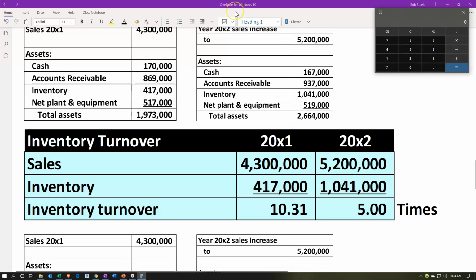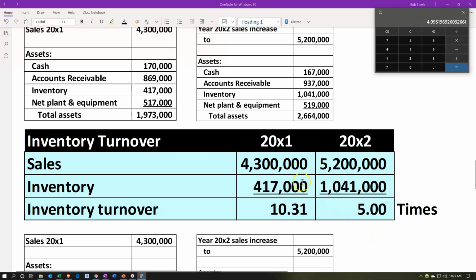So then we're going to say on 2000X2, 5200000 divided by 1041000. And so that's about 5, because we're rounding it. It rounds all the way over here. That's kind of a strange rounding, but the 5 rounds this up, and then we get a 5 even. Okay, so that looks like a pretty big decline here on the inventory turnover. So that would be not looking as good.